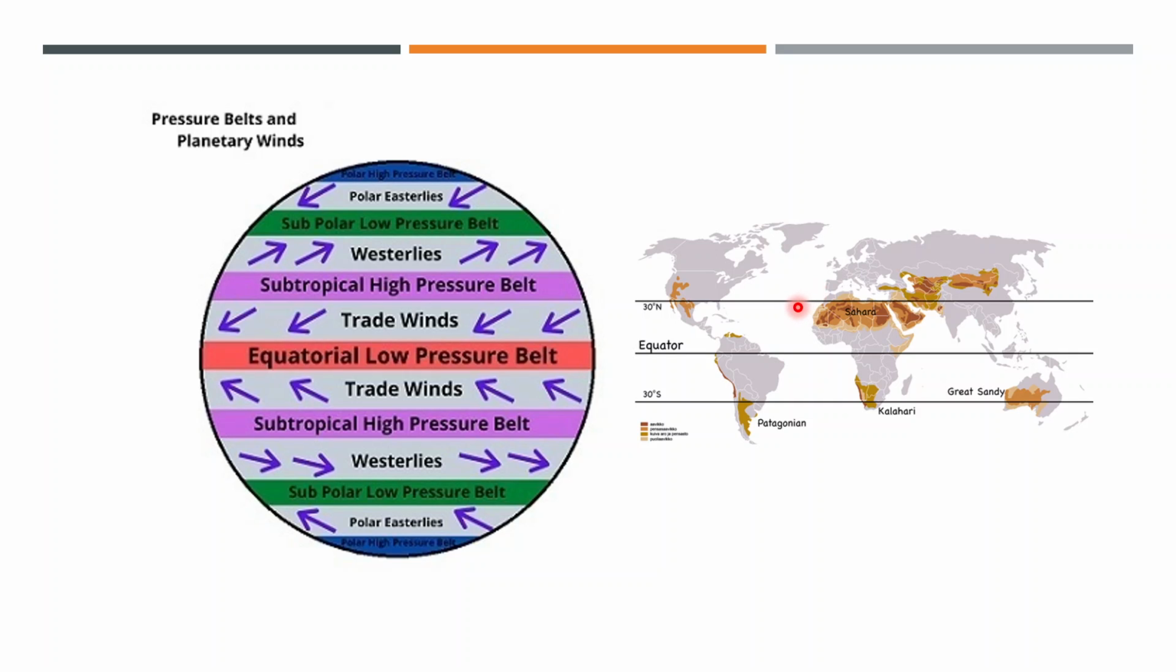Besides this, due to the presence of cold currents in all these western parts of the continents, the winds which are blowing are unable to carry moisture. So these areas have turned into desert.